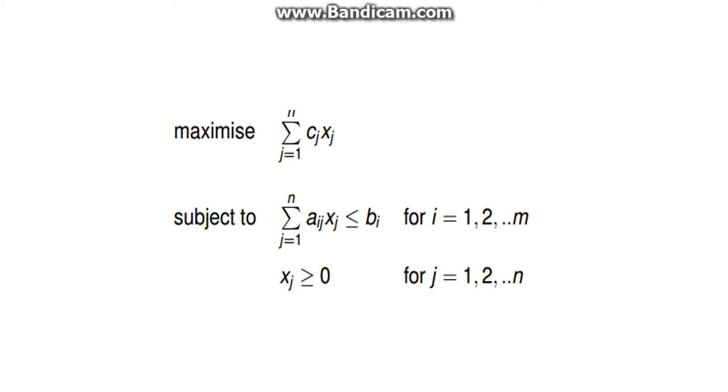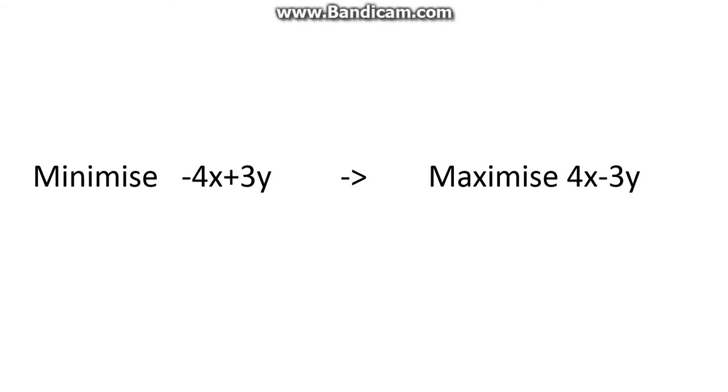First of all, the objective function, which is this one, must be a maximization. If it's not a maximization, which is the case in this example, then we have to multiply this by -1. Then we get the maximization.